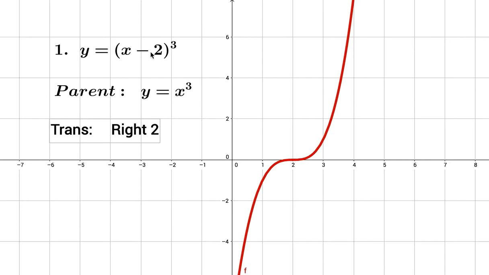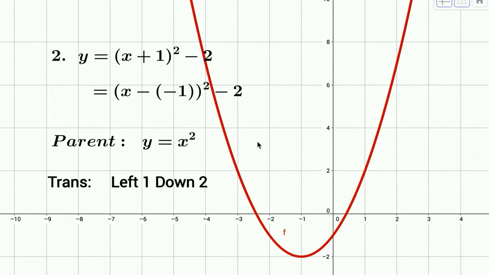What kind of transformation do you see here? Because it's x minus 2, this 2 is operating with the x, inside the parentheses, and it is being raised to the third power at the same time. So this is telling us the function is moving right 2 units because 2 is a positive number. You can see that the point of origin went from (0, 0) to (2, 0). Then start from here and do your count: right 1 up 1, right 2 up 8, left 1 down 1, left 2 down 8.